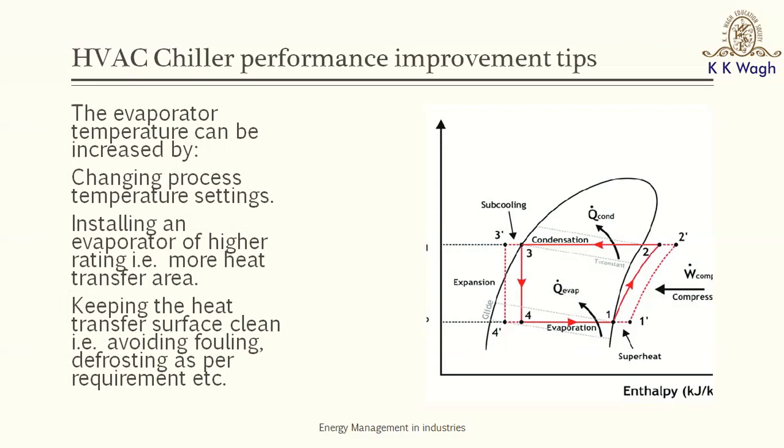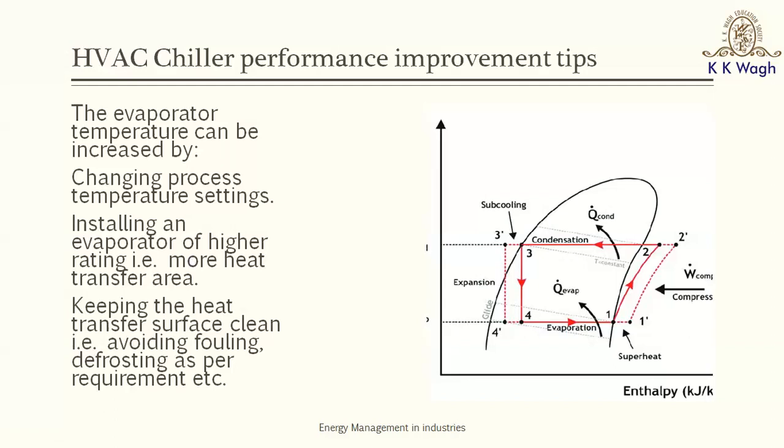The second method is installing an evaporator of higher heat transfer area. Because this is a heat exchanger, if you can install a higher rating evaporator, which has more heat transfer area, this would help us increase the evaporator temperature. But it has a drawback: a higher rating evaporator is going to give you a higher initial cost. So there has to be some trade-off.